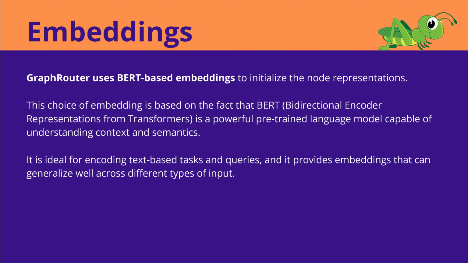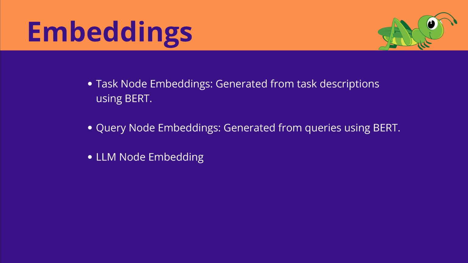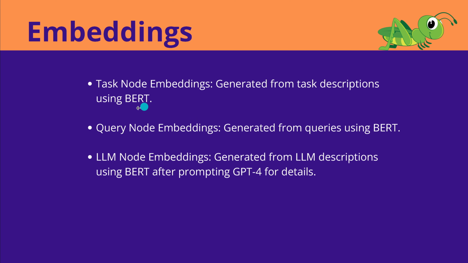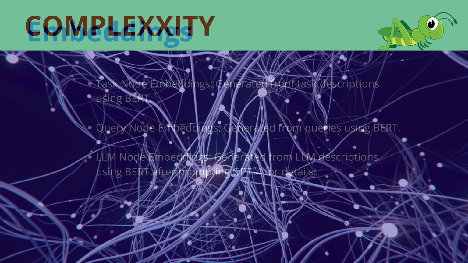Now, the graph router, as in the publication, this brand new publication just 3 days ago, uses also BERT-based embeddings here for the node representation. Bidirectional encoder representation, yes, I think I have 50 videos on sentence transformers, so no problem at all. So for my green grasshoppers, we have the task node embeddings, the query node embeddings, and the LLM node embeddings. The task node generated from the task description using BERT, generated from queries using BERT, generated from LLM description using BERT after GPT-4 came up with new descriptive details.